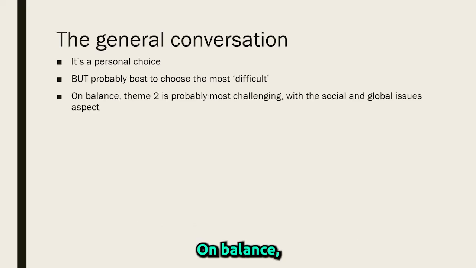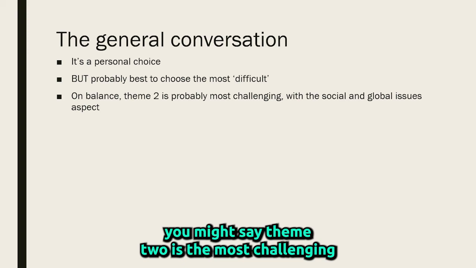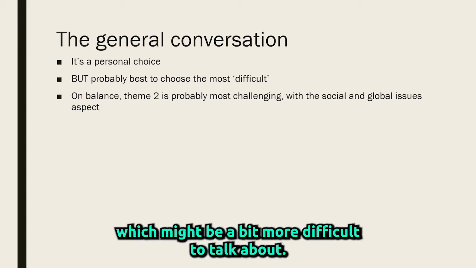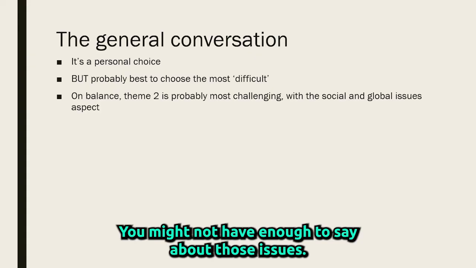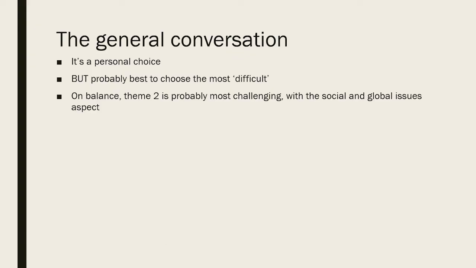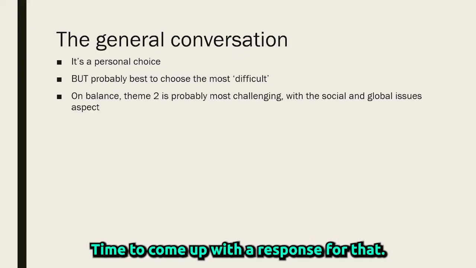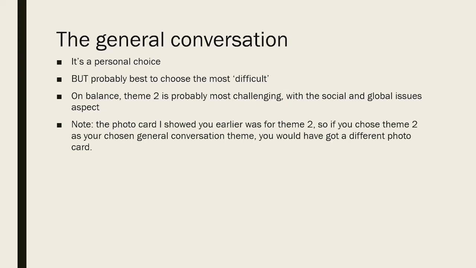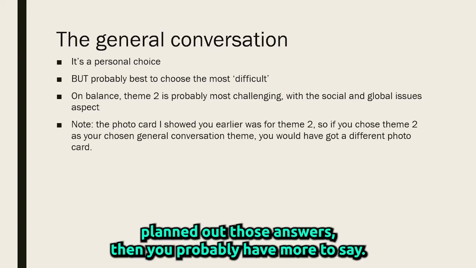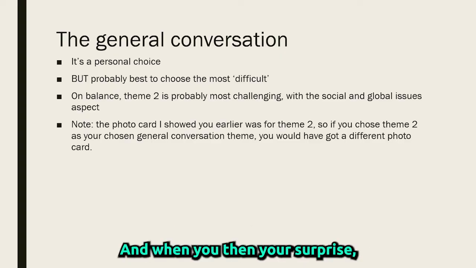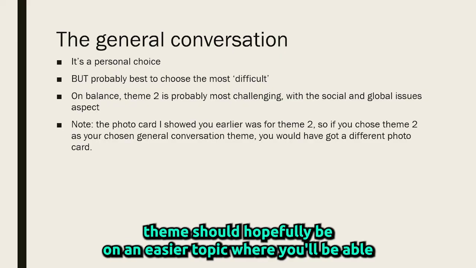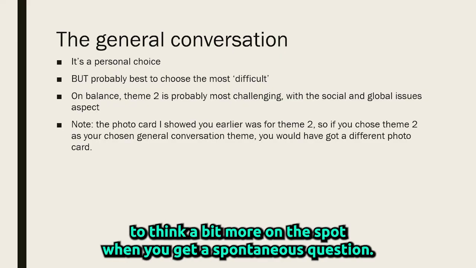On balance, you might say theme 2 is the most challenging because it includes social and global issues, which might be a bit more difficult to talk about. You might not have enough to say about those issues. You might need a bit more thinking time to come up with a response for that. So if you've planned out those answers, then you'll probably have more to say, and then your surprise theme should hopefully be on an easier topic where you'll be able to think a bit more on the spot when you get a spontaneous question.